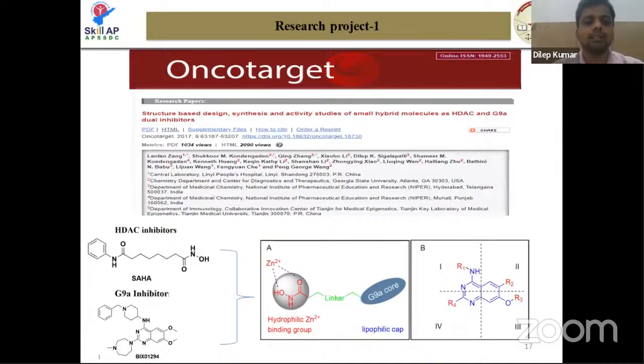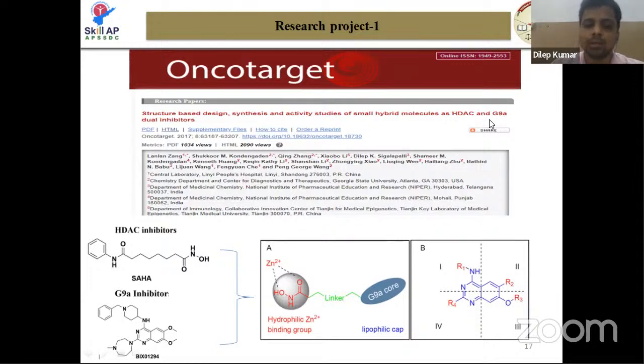The first project is structure-based design and synthesis and activity studies of small hybrid molecules as HDAC and G9A dual inhibitors. This work we have published in the Oncotarget journal. Here we targeted two receptors. The first one is HDAC, histone deacetylase enzyme, and the second one is G9A. These two proteins are very responsible for treating cancer.